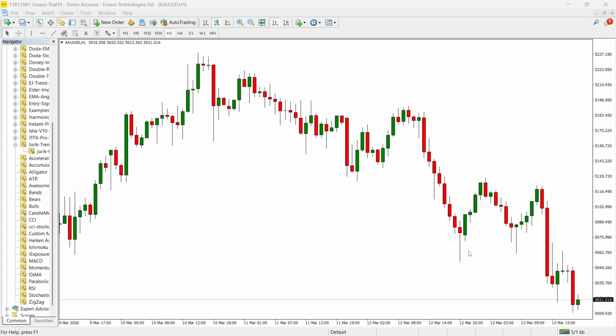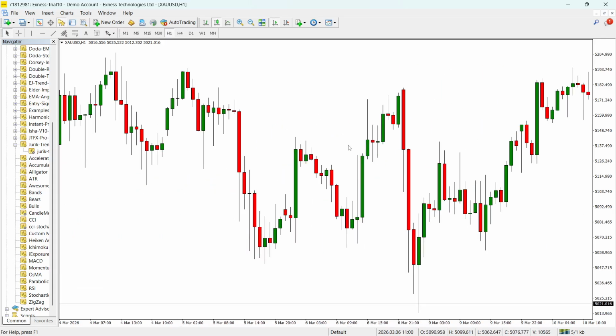Hello traders. Today we're examining the Jurik Trend Strength Indicator for MetaTrader 4 and MetaTrader 5, and I'll show you how this smooth trend strength measurement tool works on your charts.